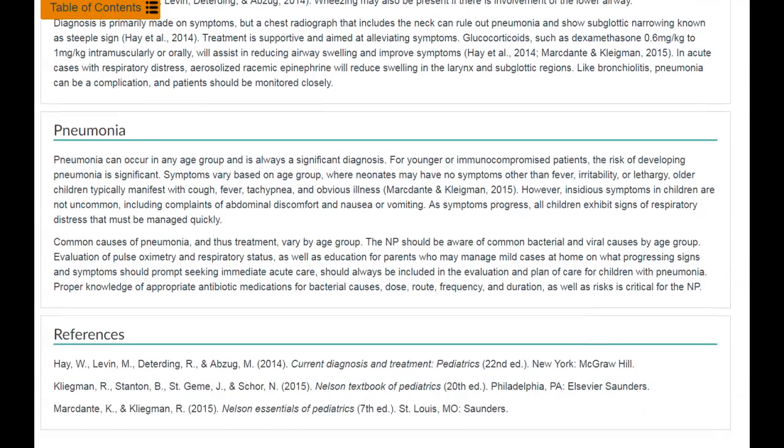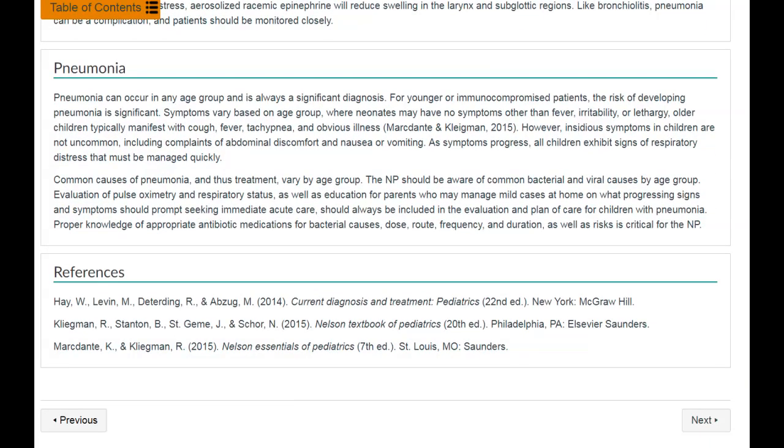Next condition is pneumonia. Pneumonia can occur at any age group and is always a significant diagnosis. For younger or immunocompromised patients, the risk of developing pneumonia is significant. Symptoms vary based on age group.